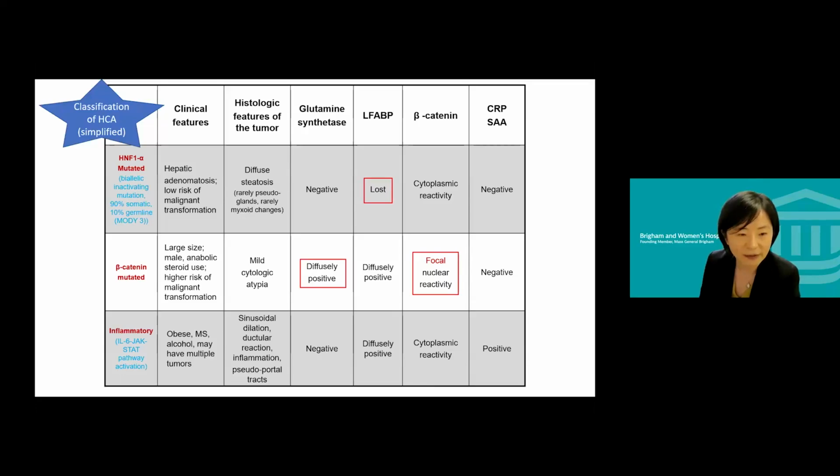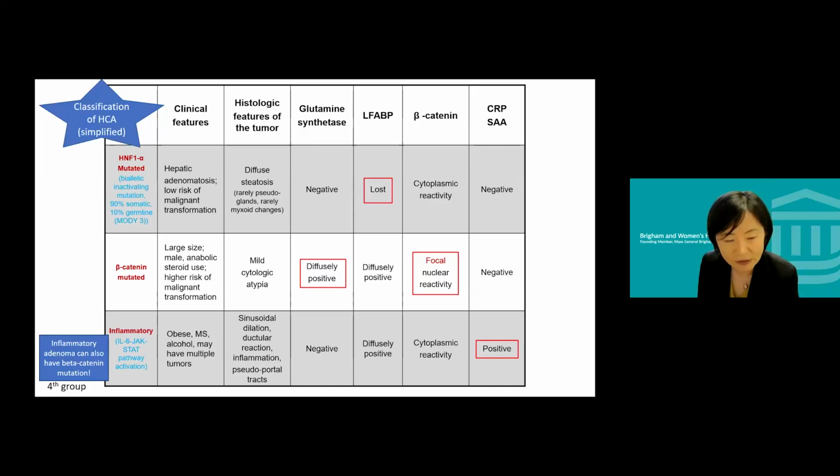And then the third category is inflammatory adenoma. These occur more commonly in people with metabolic syndrome. The background liver tends to be steatotic, whereas the tumor itself tends to show sinusoidal dilatation, ductular reaction, and inflammation. And SAA or CRP are great markers indicating the inflammatory nature of the tumor. But I think a relatively recent discovery is that inflammatory adenomas can also have beta-catenin mutation. So even if you have a diagnosed inflammatory adenoma, you cannot stop there. You still have to evaluate the beta-catenin pathway status.